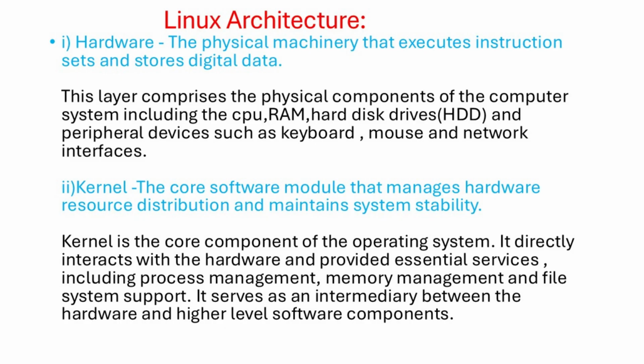The next layer is the kernel. The kernel is the core software module that manages hardware resource distribution and maintains system stability. It is one of the core components of the operating system. It directly interacts with the hardware and provides essential services including process management, memory management, and file system support. It serves as an intermediary between the hardware and higher level software components.